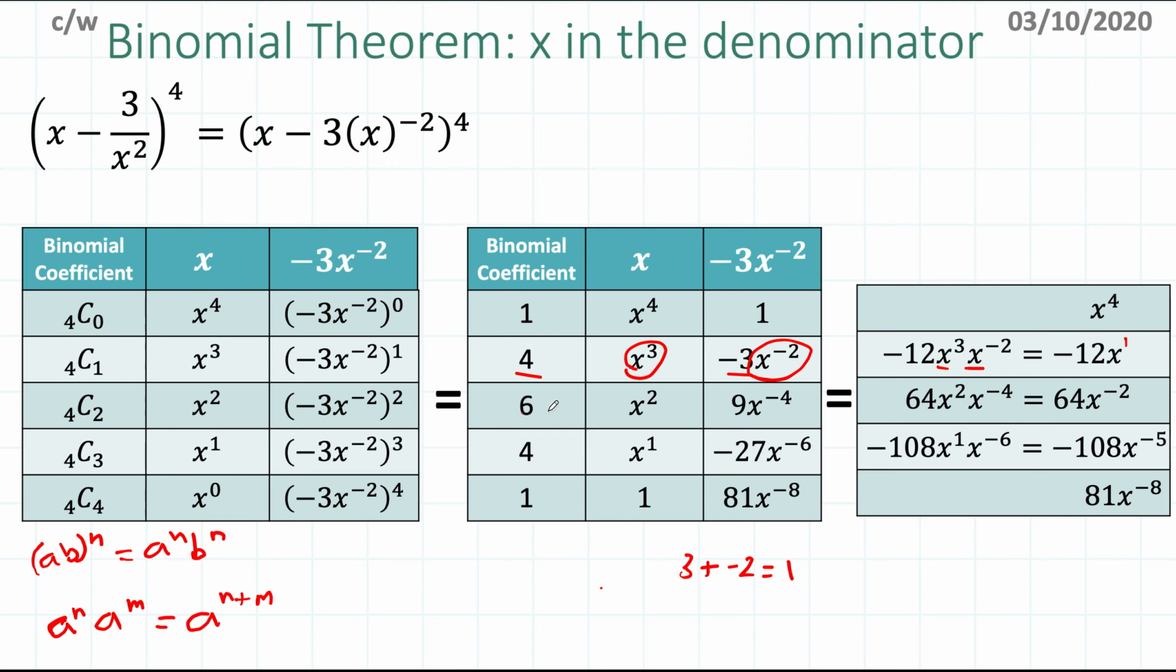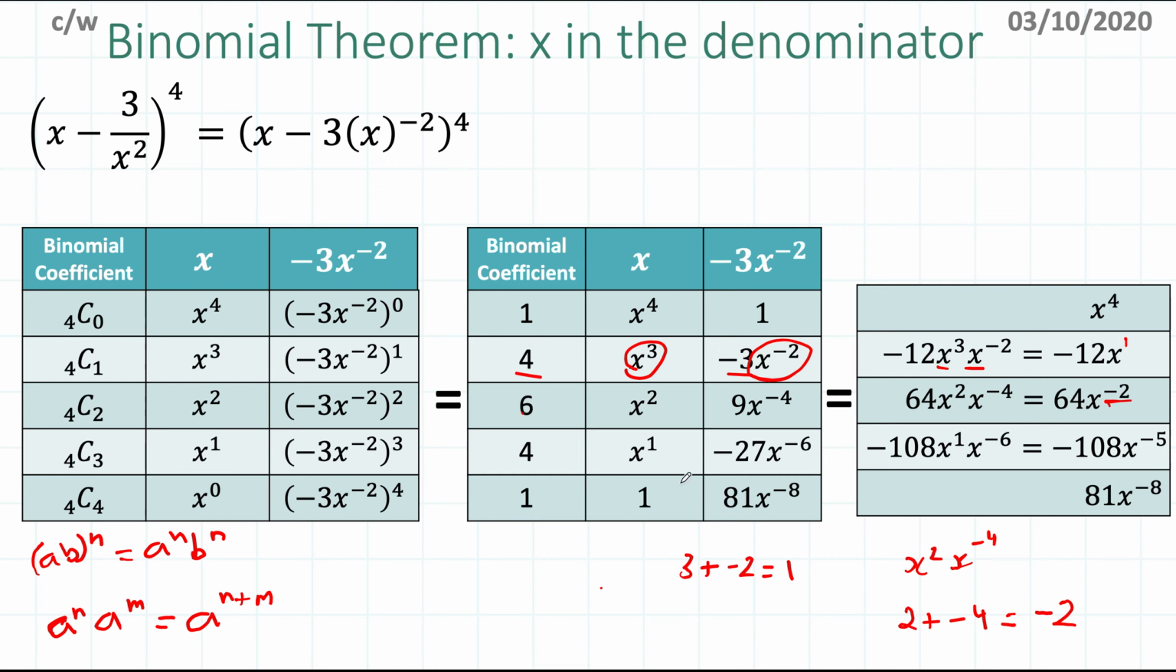I'll do the same thing here. 6 times 9, and that will give me 54. And then the powers as well. I have x to the power of 2, x to the power of negative 4. So they have the same base, so I can add the powers. 2 plus negative 4, that's going to give me a negative 2. So I'm left with a negative 2.